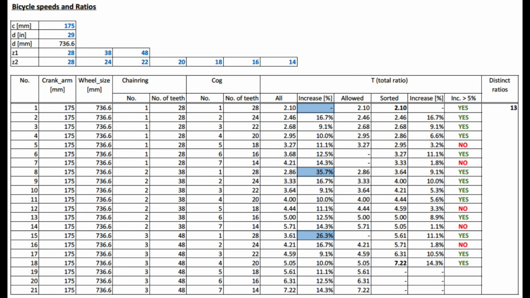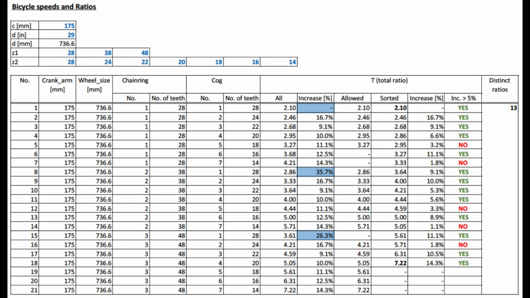However, combinations that place the chain at an extreme angle relative to the center plane of the bike should be avoided. Although this is not clearly defined, based on my experience, I would avoid the combinations between the smallest chainring and the two smallest cogs, and between the largest chainring and the largest cog. The middle chainring can be used with all cogs. The allowable combinations are shown in the allowed column. In the sorted column, they are placed in ascending order.